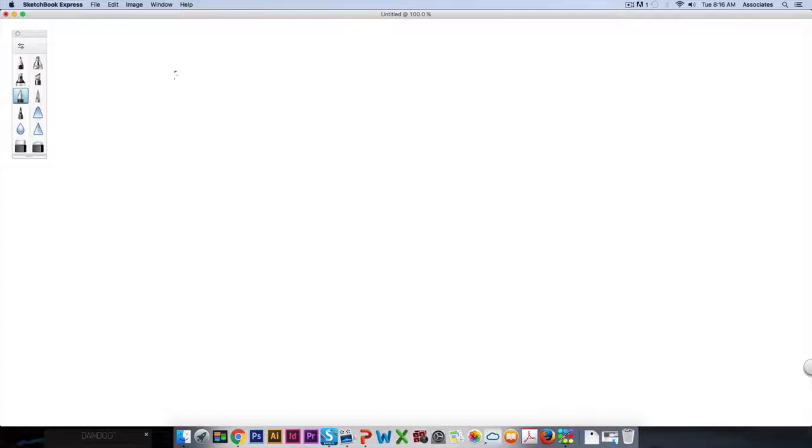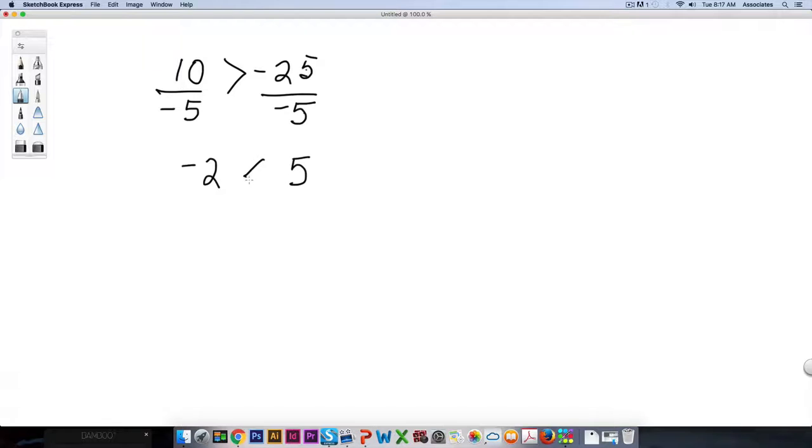Okay, the true statement was 10 is greater than -25. Well, the first thing I'm going to do is divide both sides by a negative number. And I can divide them by any negative number. Most of you don't like fractions, so my obvious choice is to divide both sides by -5. All right, 10 divided by -5 is -2. -25 divided by -5 is +5. 5 is greater than -2, or -2 is less than 5.